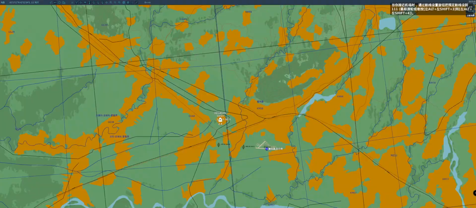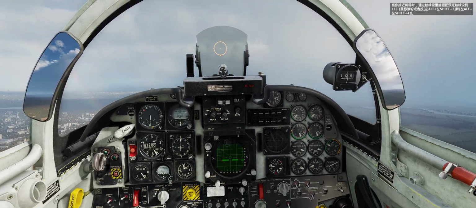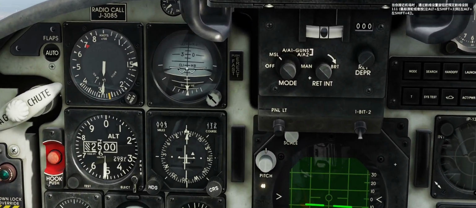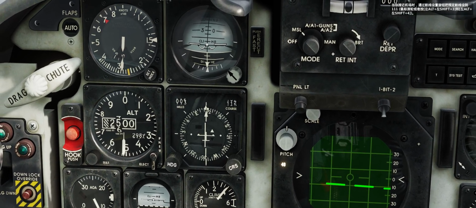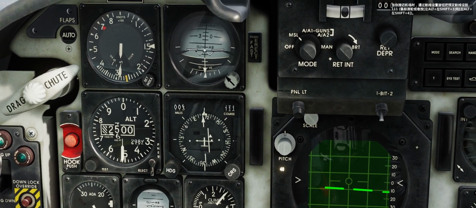When you are close to the airfield, set the desired course to 111 degrees by rotating the CRS knob with the mouse wheel or by pressing the left Alt plus left Shift plus 3 and left Alt plus left Shift plus 4 keys.